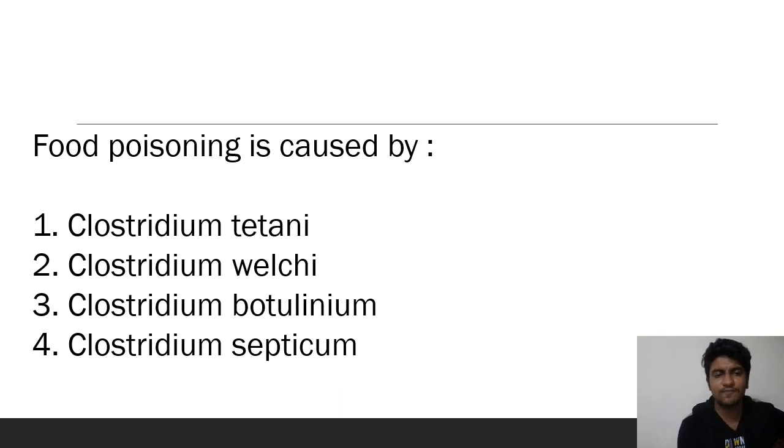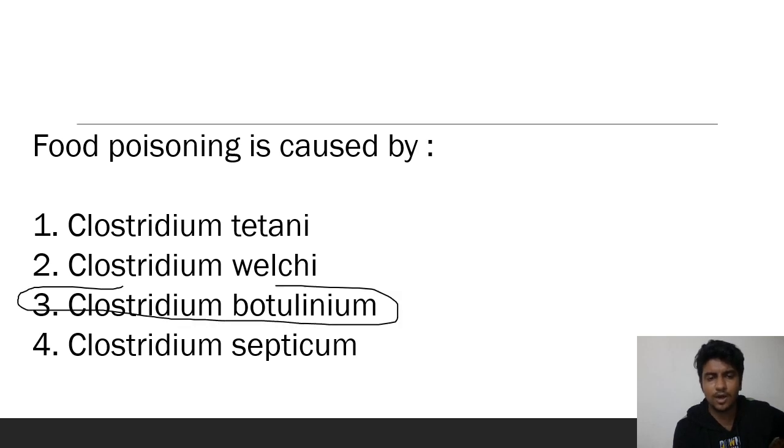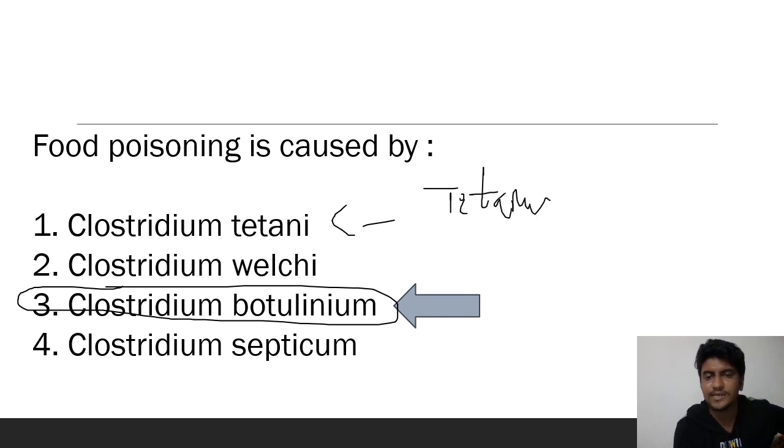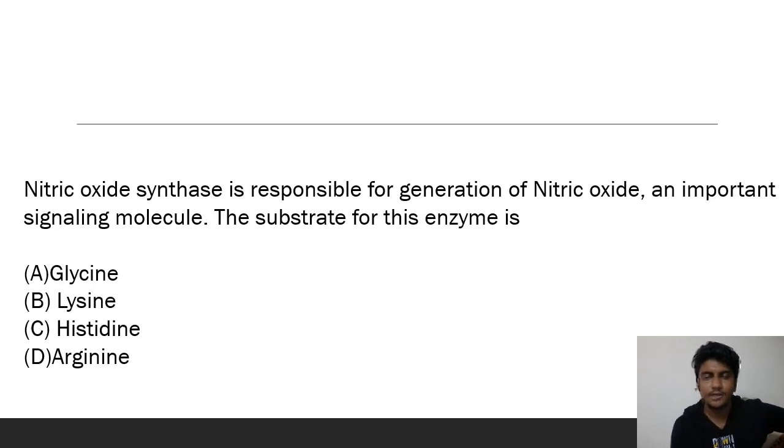Now if we speak about food poisoning, it is widely caused by Clostridium botulinum. Clostridium botulinum is a main toxin that causes food poisoning, and botulism is itself the synonym of food poisoning. So the right answer is Clostridium botulinum. And Clostridium tetani causes tetanus. We take the injection of tetanus, right?